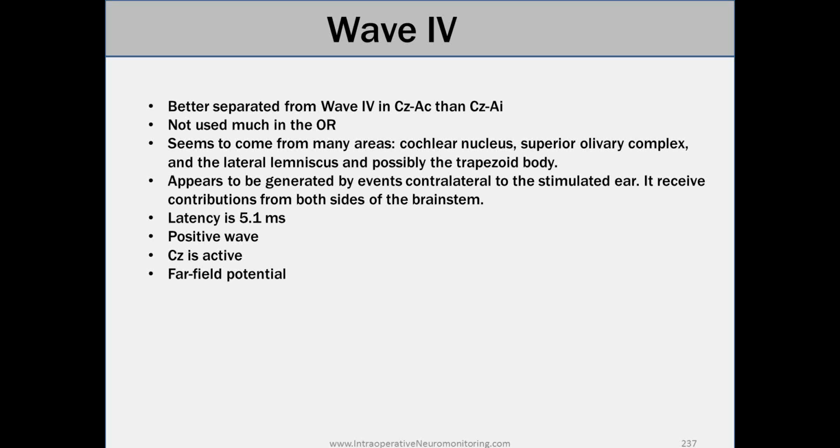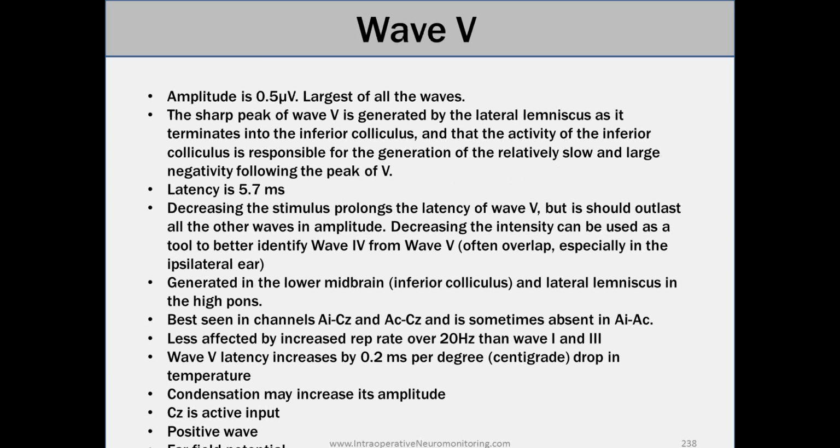Latency is about 5.1 milliseconds. Of course, it's a positive, CZ is active, and it's far field. Wave 5 amplitude is the largest at 0.5 microvolts. The sharp peak of wave 5 is generated by the lateral lemniscus as it terminates into the inferior colliculus, and that activity of the inferior colliculus is responsible for the generation of a relatively slow and large negativity peak following the wave 5. Latency is about 5.7 milliseconds.